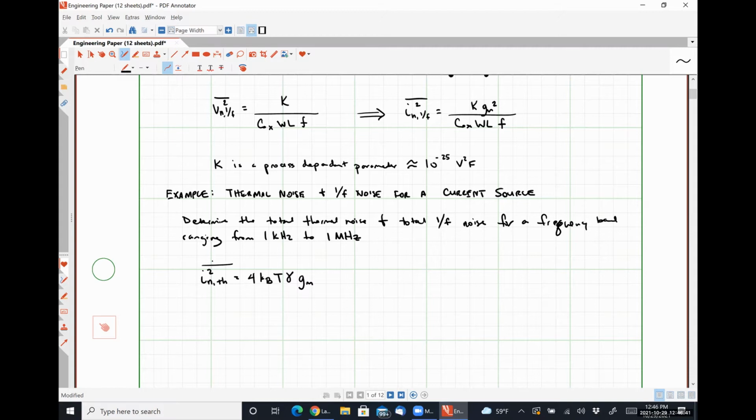And so our total thermal noise then, right? Effectively, this has units of amps squared per hertz. If we multiply this spectral density, which is a white spectral density, by the bandwidth that we're interested in, we're going to wind up getting the total noise in that bandwidth, right? We're effectively just integrating this constant value from 1 kilohertz to 1 megahertz.